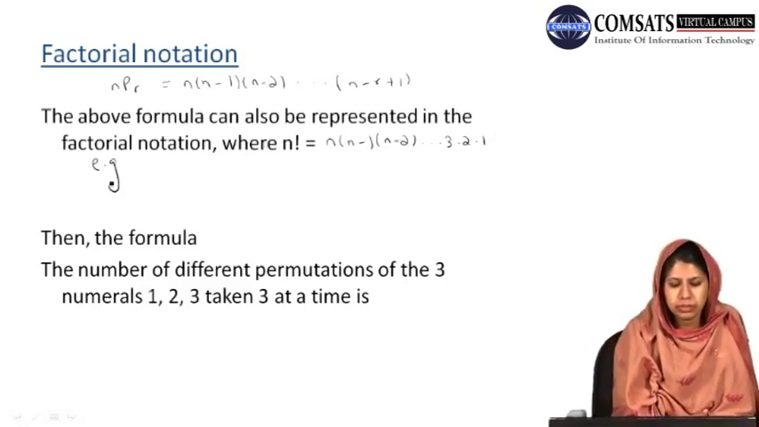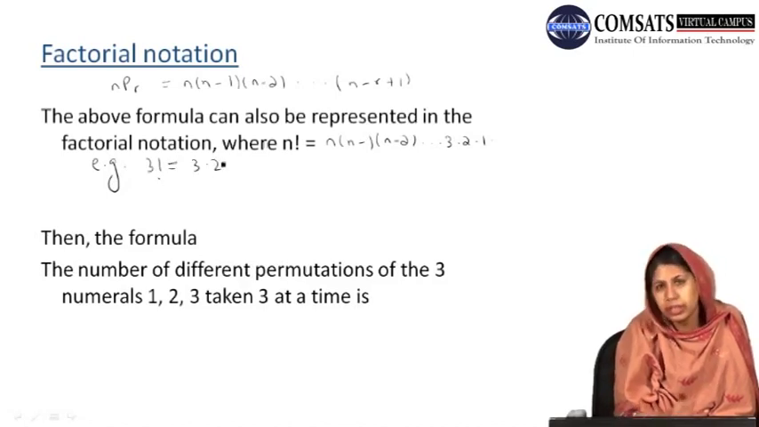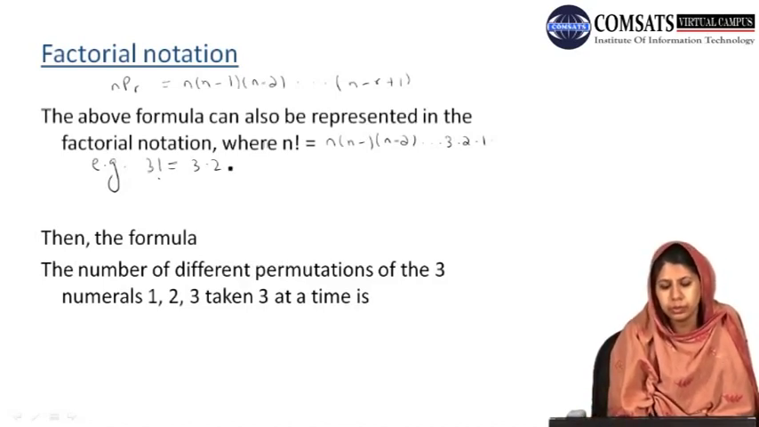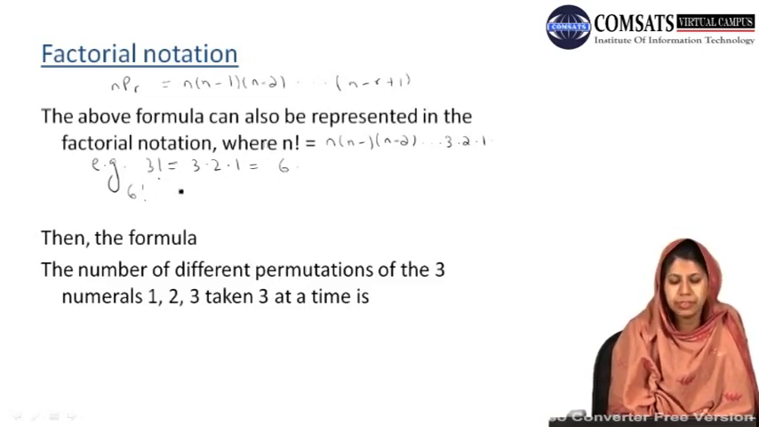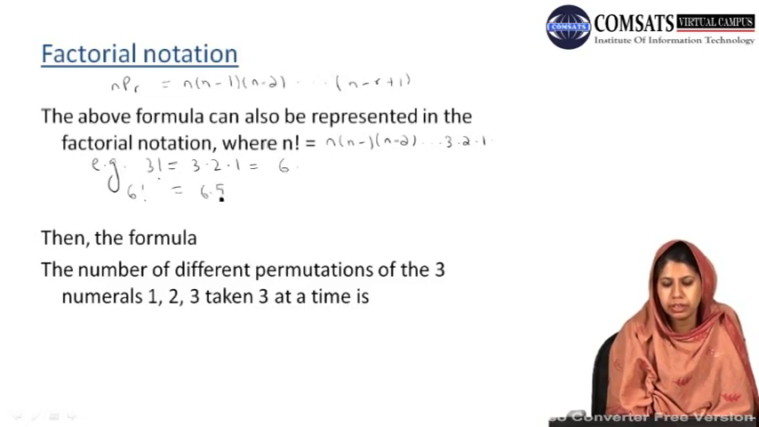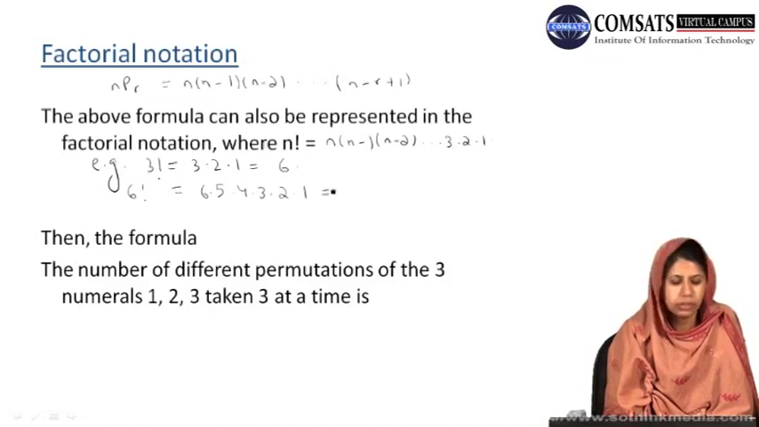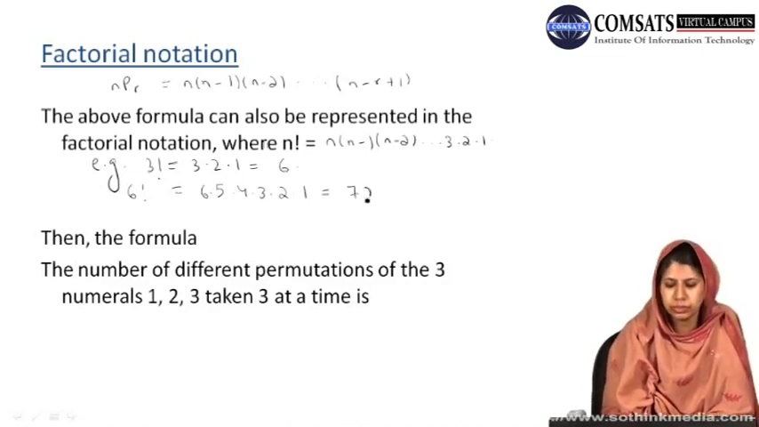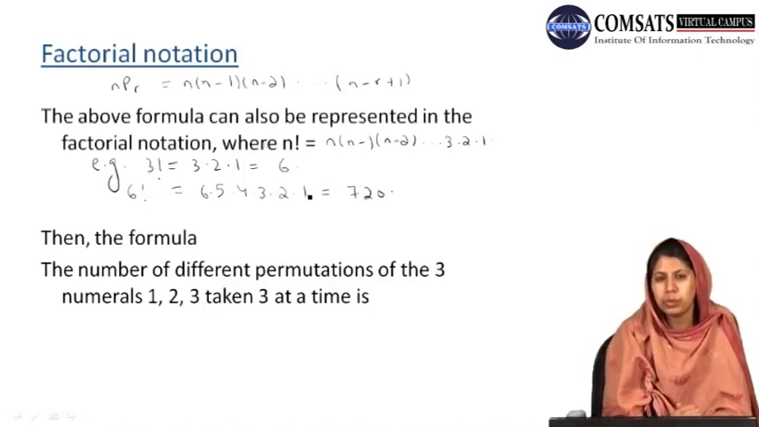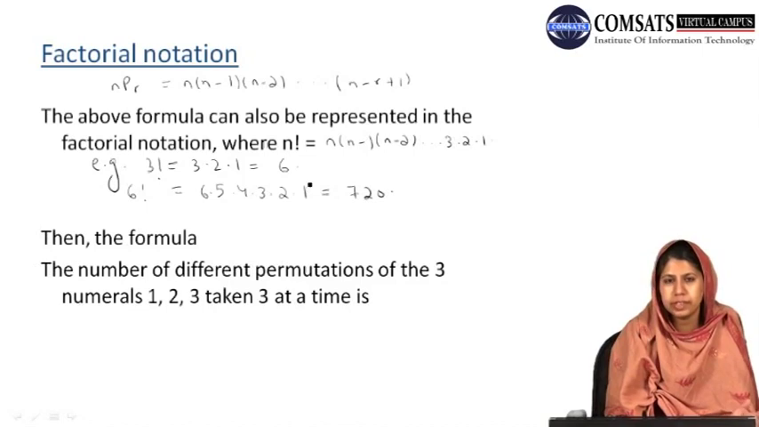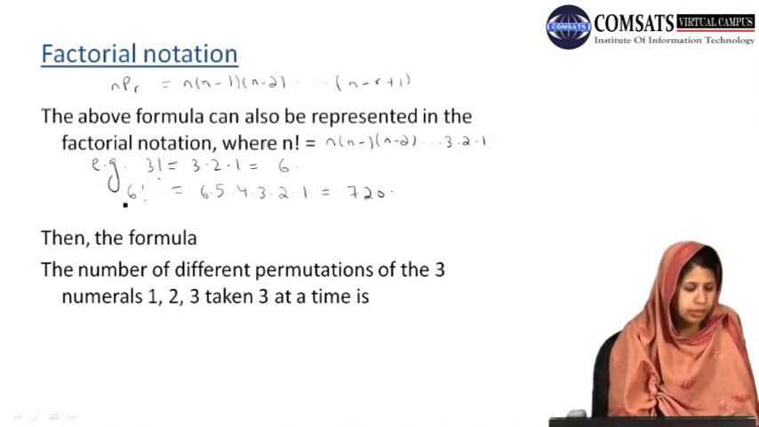For example, 3 factorial is the product of 3 and going downwards in the descending order into 2 into 1, which is equal to 6. For example, 6 factorial is the product of 6 into 5 into 4 into 3 into 2 into 1, which is equal to 720. That is, opening the factorial in the descending order going up to 1, and then taking the product of all these numbers is just the factorial of the given number.